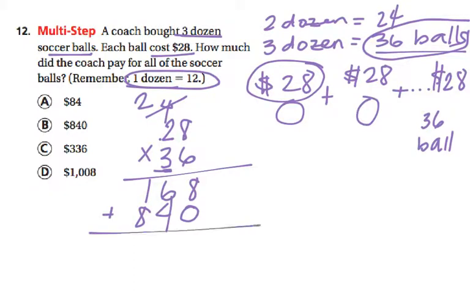Now I add my 2 partial products. 8 plus 0 is 8. 6 plus 4 is 10, carry my 1. 1 plus 1 is 2. 2 plus 8 is 10. So I got a total of $1,008. Do we see that answer choice? Ooh, yes, it's answer choice D.